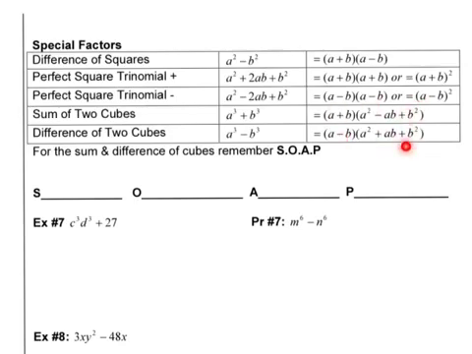So to know what to do with the signs, came up with this acronym SOAP, and that is that you go same, opposite, always positive. Okay, and what that means is, look, if this is a plus sign, this is going to be the same, opposite, always positive. If this is a minus sign, it's going to be the same, opposite, always positive. And there you go. So those work out nice and neat.